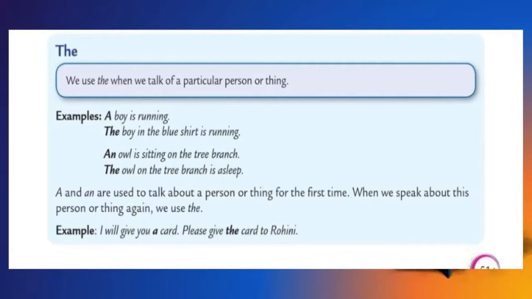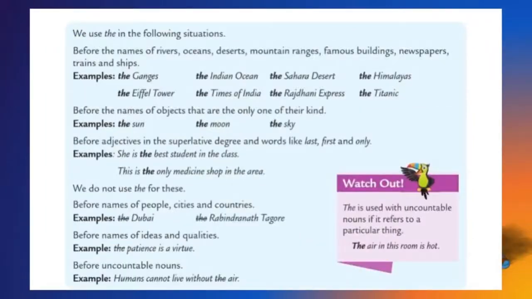It means in the first sentence, we used card for the first time. That's why article A is used. In the second sentence, we used card again. We used the same word again. That's why article the is used. Okay, students, let us see where we use article the in the following ways.